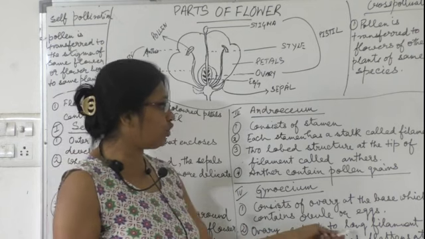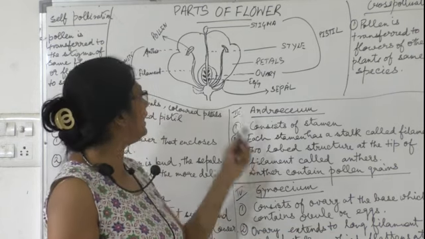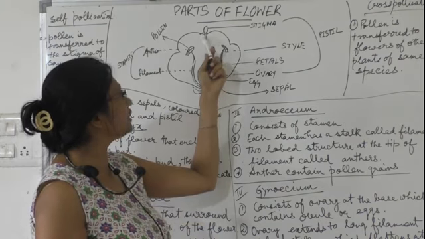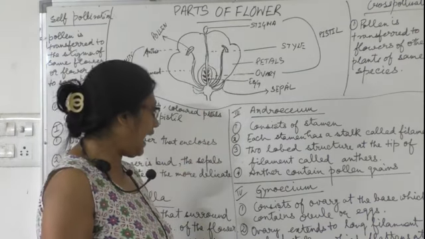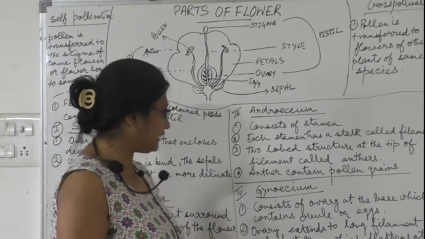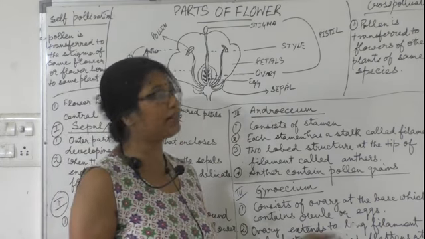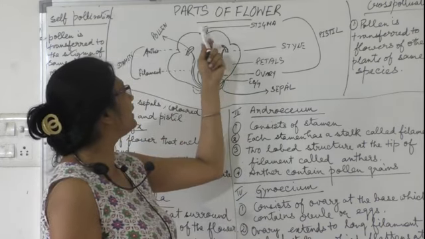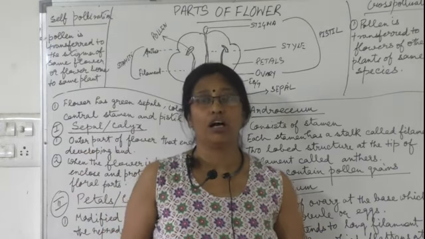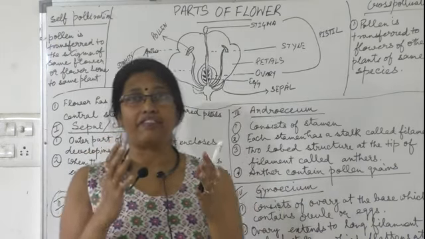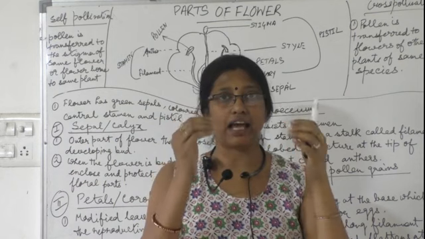Ovary extends to a long filament called the style. This is the long filament which is called style, and which flattens at the tip to form the stigma. The flattened portion at the tip is called stigma. So the gynoecium has three parts: stigma, style, ovary.